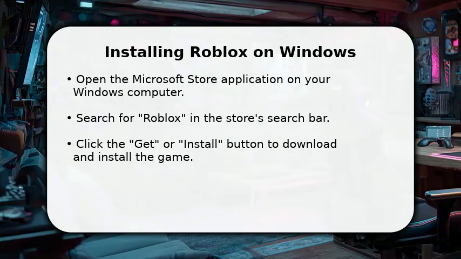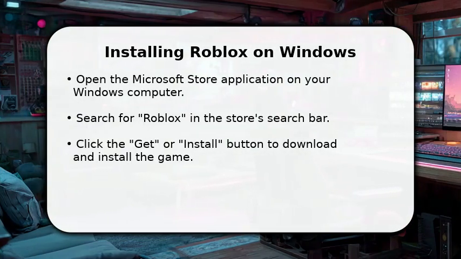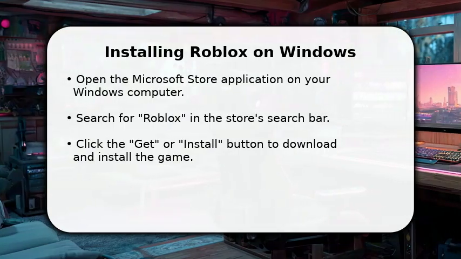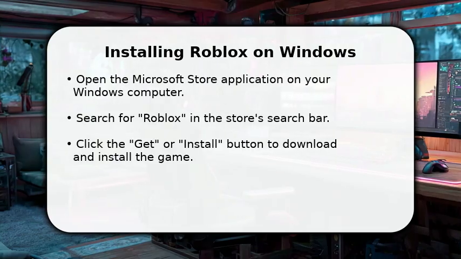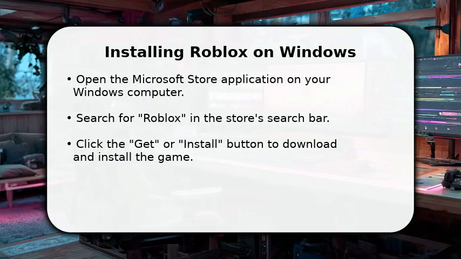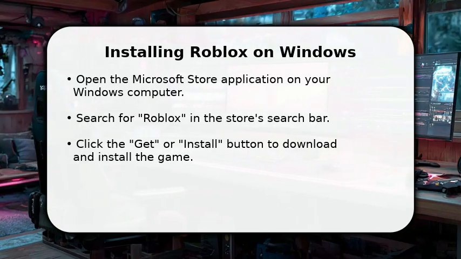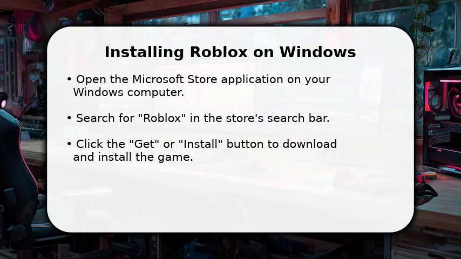In this video, I will show you how to play Roblox on Windows. First, open the Microsoft Store, which is easily found on your taskbar or Start menu. Once there, type Roblox into the search bar at the top right. You'll see the official Roblox application. Click the Get or Install button. The download is typically around 200 megabytes, so it should be quick.